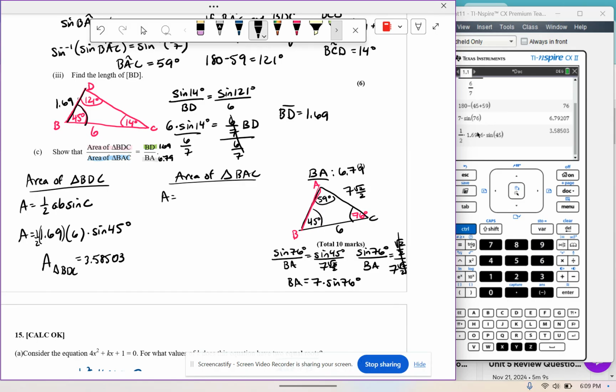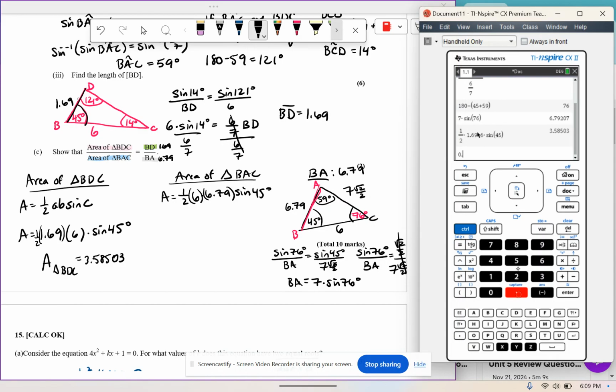That's the big one, and it's right over here. Okay, so I've got this written right here. I'm going to do 6.79. So I've got 1/2. Let's use 6 times 6.79 times the sine of 45. All right. And I get 14.4038.